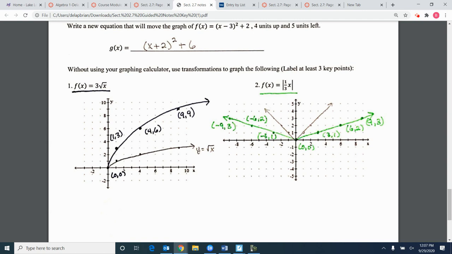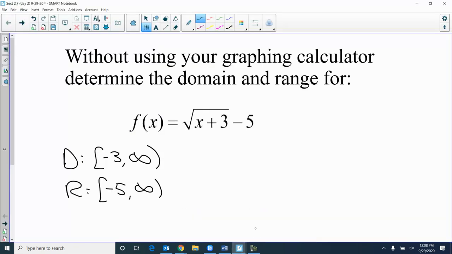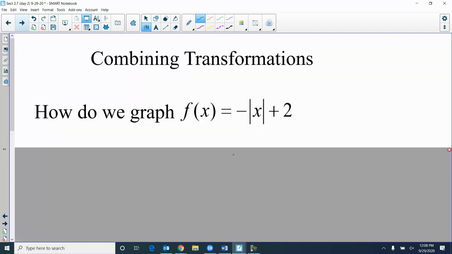All right, we're going to stick in section 1.7. I'll give you some guided notes here in a second. But first, just take a look at that. What do you think is happening in terms of transformation to that function?